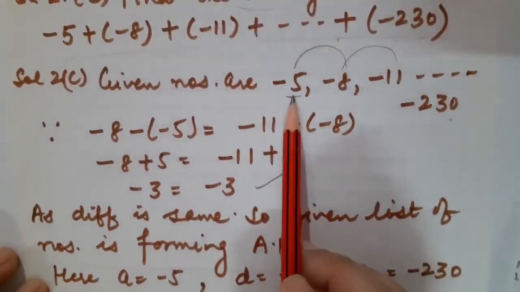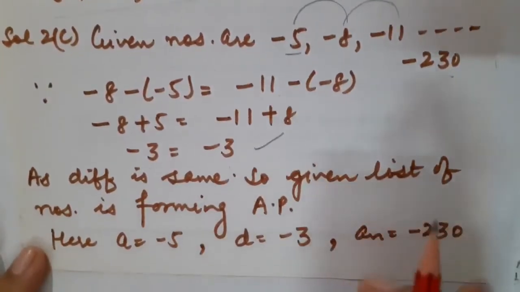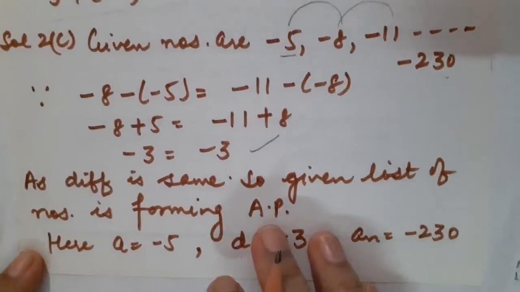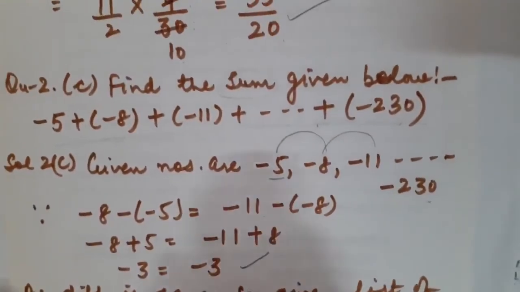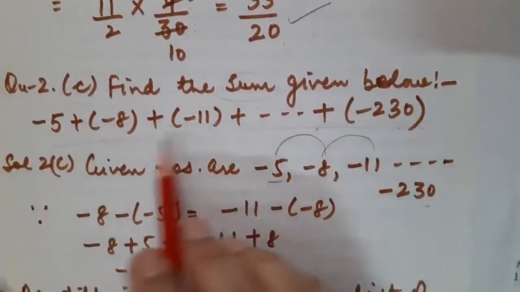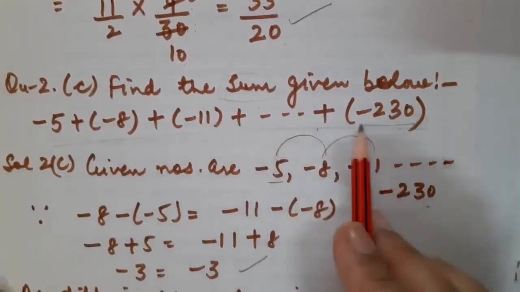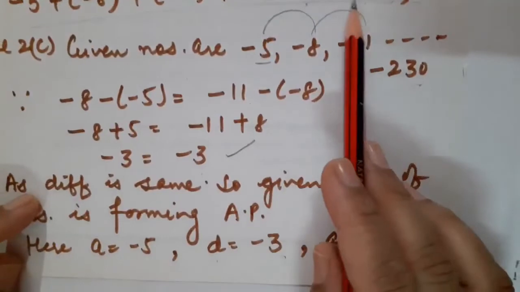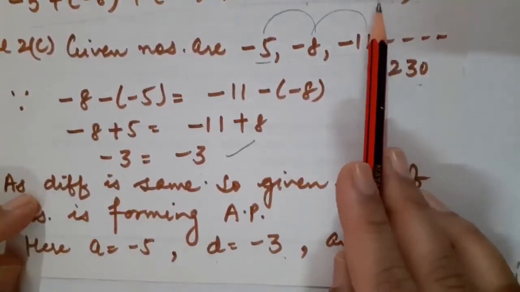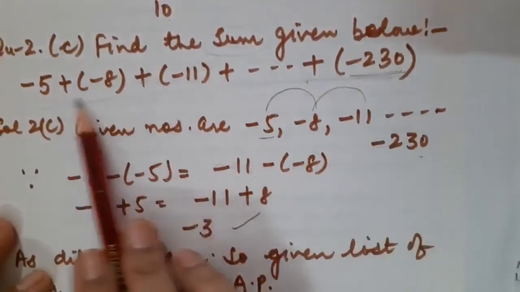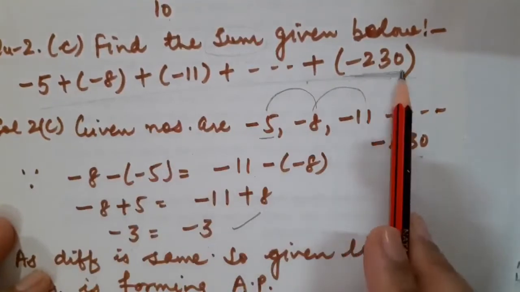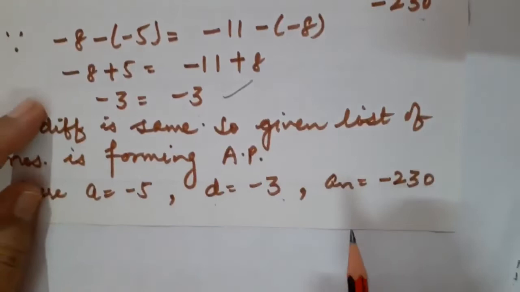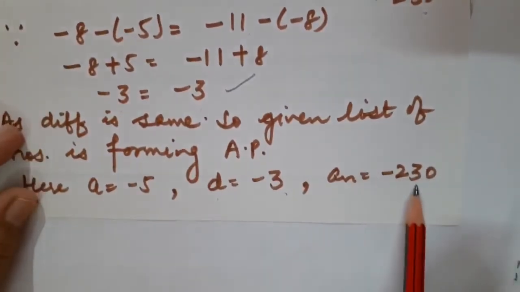Now, if it is forming an AP, can you tell me what is A? Yes, of course, this is minus 5. What is the common difference? We have just calculated, D is equal to minus 3. Now, children, in the previous question we had n given, because we were going to calculate the sum of first 11 terms. But here you will have the last term given, because we are asked to find the sum up to this much level only. So this will be considered as the nth term, so I can write that an is equal to minus 230.